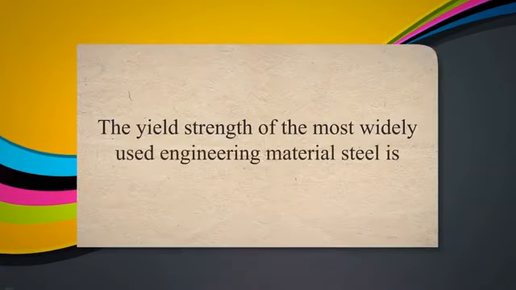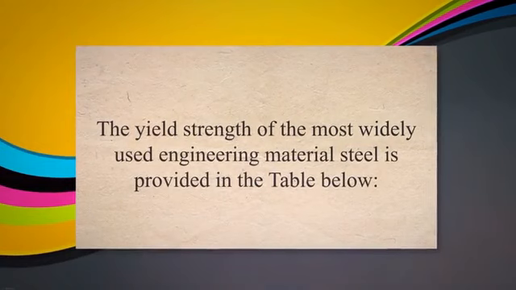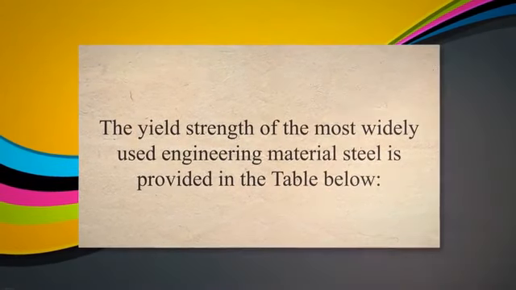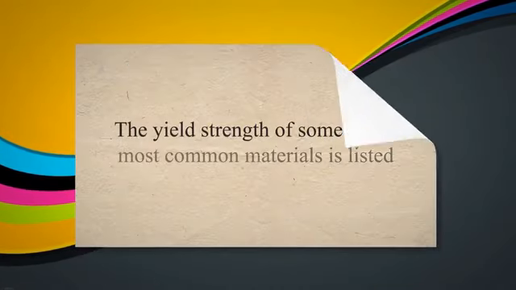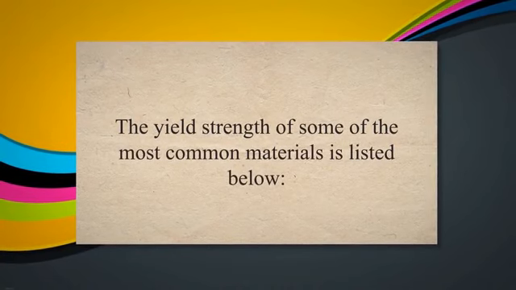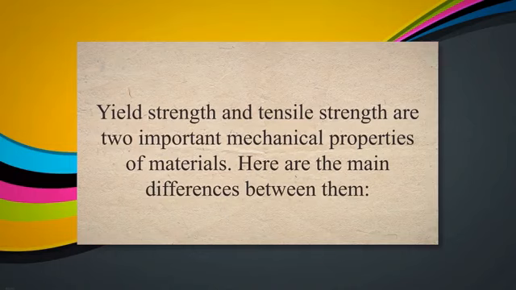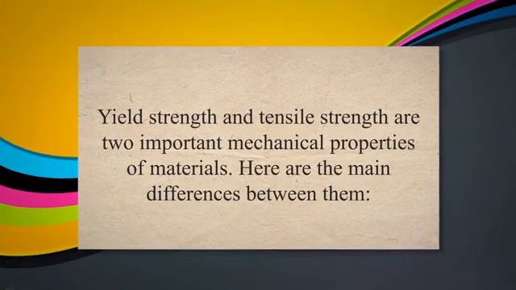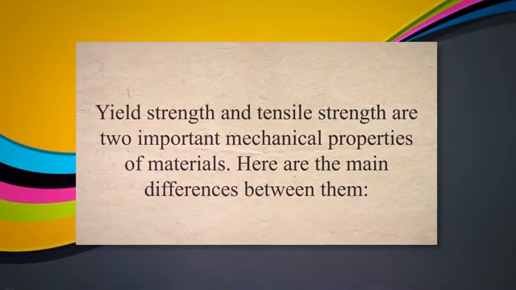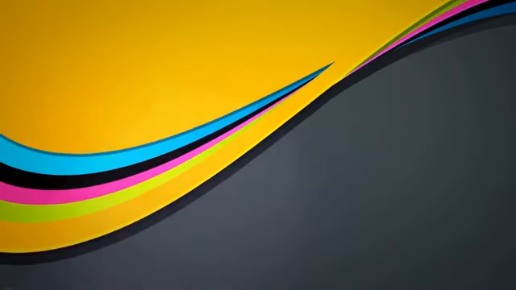The yield strength of the most widely used engineering material, steel, is provided in the table below. The yield strength of some of the most common materials is listed below. Yield strength and tensile strength are two important mechanical properties of materials. Here are the main differences between them.